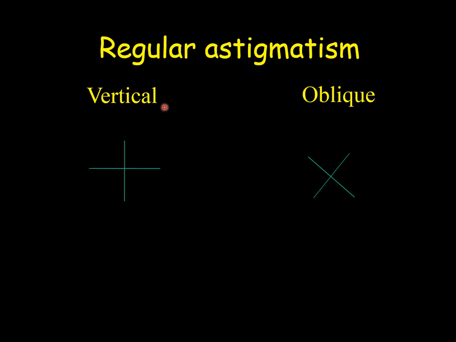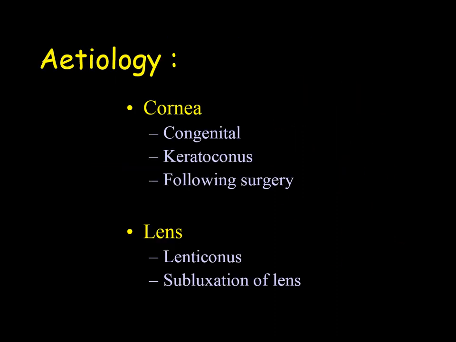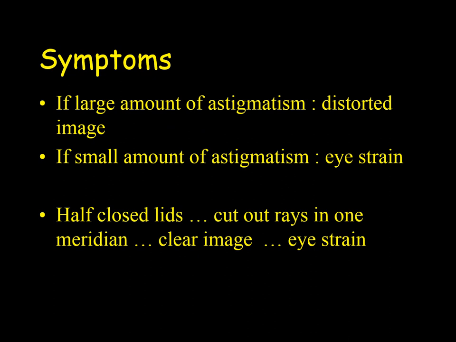Regular astigmatism is not always vertical and horizontal. It can be oblique in any of the meridia. The etiology of astigmatism can come from the cornea or the lens. Lens, like in lenticonus or in a subluxated lens, where there will be a tilt of the lens. Cornea, like congenital cases, keratoconus or following surgery. Patients with astigmatism, if the amount of astigmatism is large, will suffer from a distorted image. If the amount of astigmatism is small, they will suffer from eye strain.